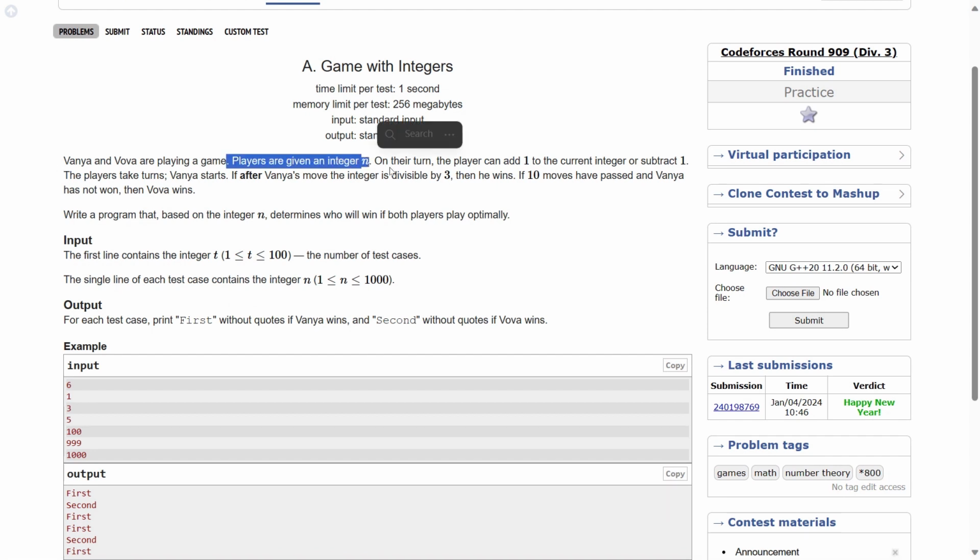Players are given an integer n. On their turn, a player can add 1 to the current integer or subtract 1. Okay, so this is a move allowed for every player. The players take turns. Vanya starts. So the game is started by Vanya.